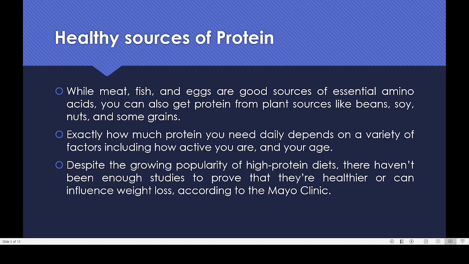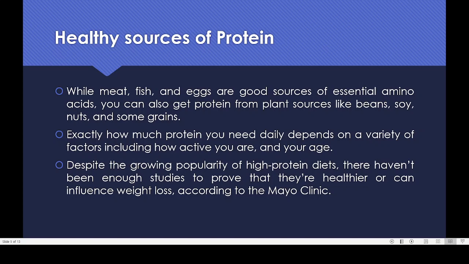Exactly how much protein you need daily depends on a variety of factors, including how active you are and your age. For example, children are in a growing stage, so they need more protein. On the other hand, people after 40 or 50 don't need a large supply of protein. Even with a lower amount of protein they can manage, because their body is already grown and in a fit state. If they take too much protein, that is not good for them. That will make them obese. So it is based on age, and another factor is how active you are.